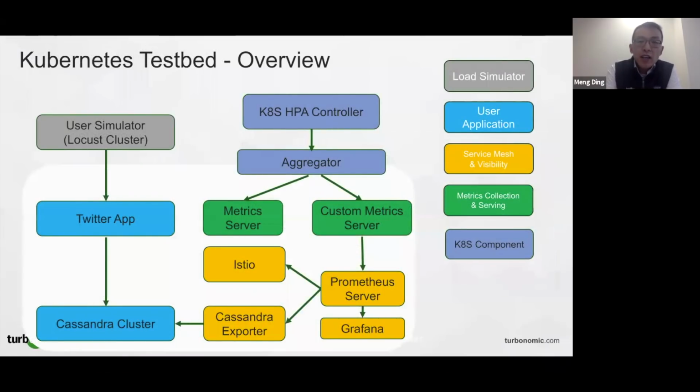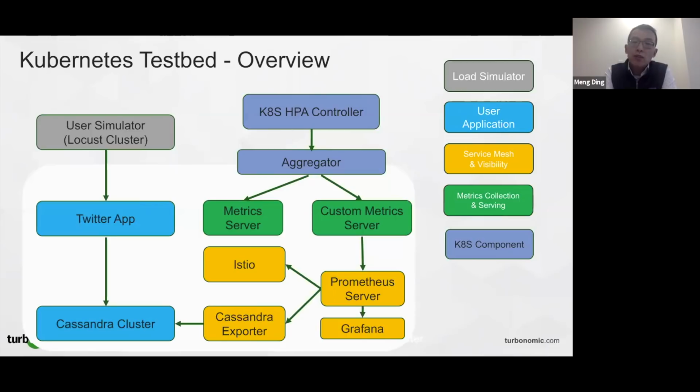So this is the flow of our testbed. So how we put everything together. The blue box illustrates the Twitter app we've just talked about. And the orange box is the Istio service mesh deployment, which provides all the functionality I just talked about, and also, of course, very importantly, the visibility through the Grafana dashboard.